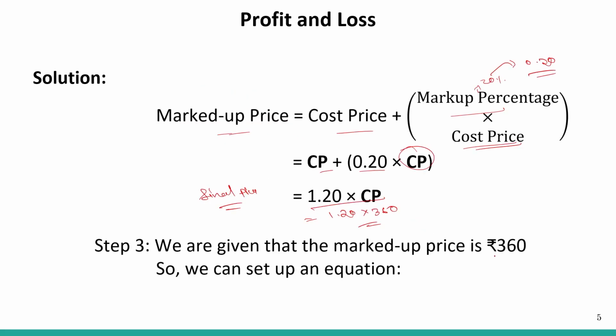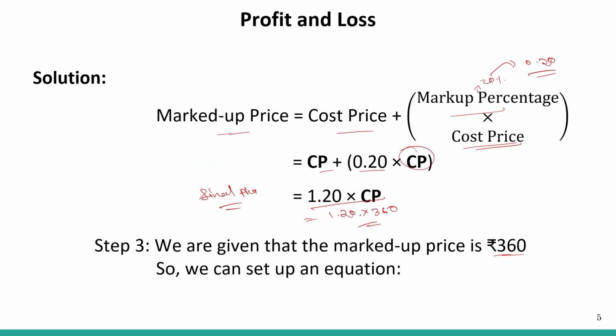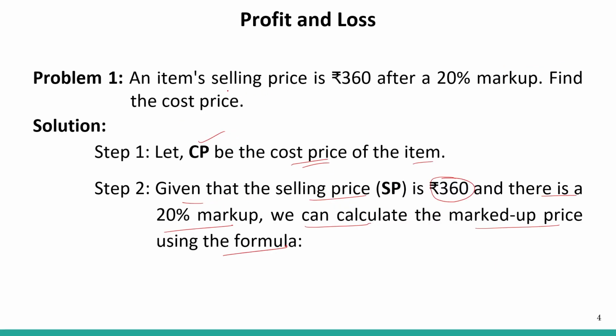After markup, its price is this much, right? So CP will be 360 by 1.20, which is equal to 300 rupees. Because we are told that the selling price is this much after a 20% markup, this will be the selling price.